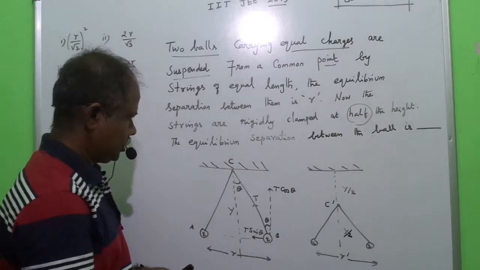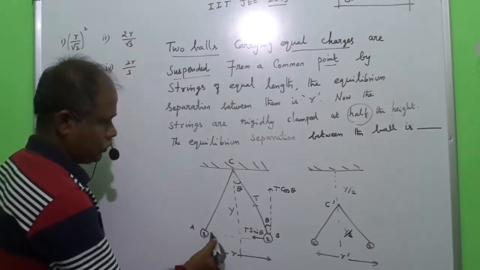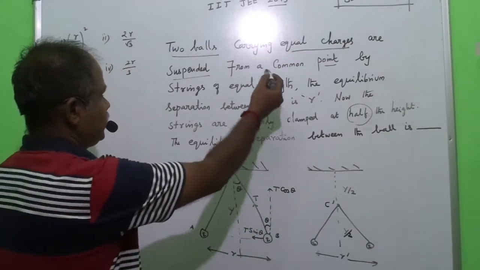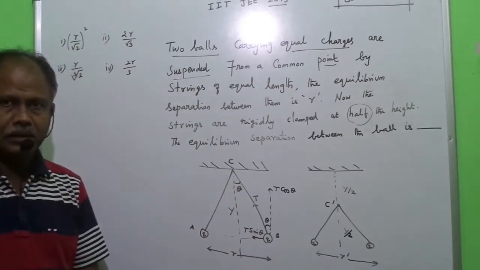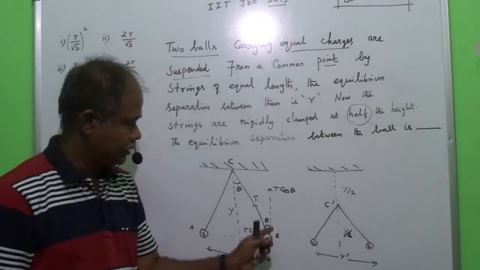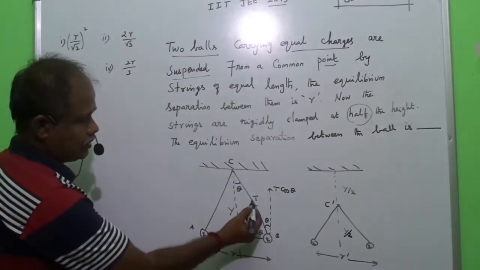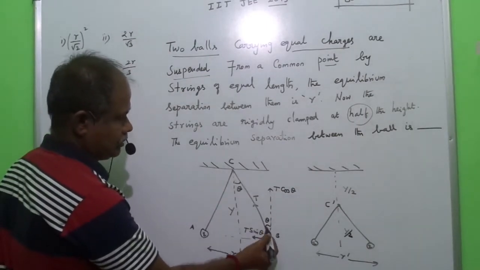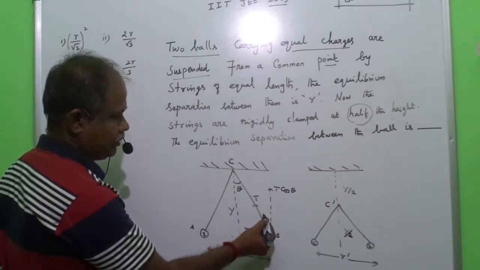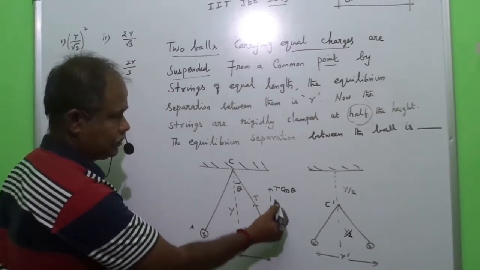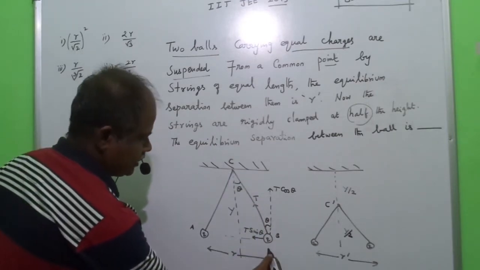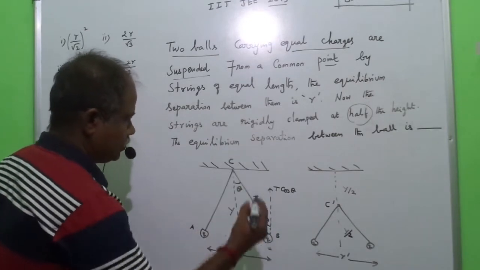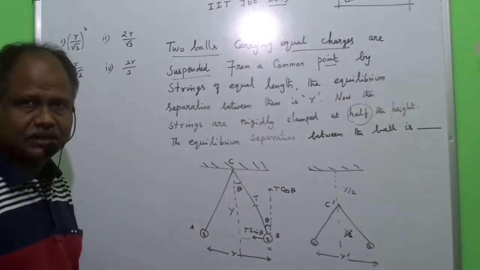There are two charges, Q, Q. Equal charges suspended at a common point C. This is a tension in the string. This tension is divided into two components, T cos theta, T sin theta. Just to take this particular point alone separately, you can clearly understand.